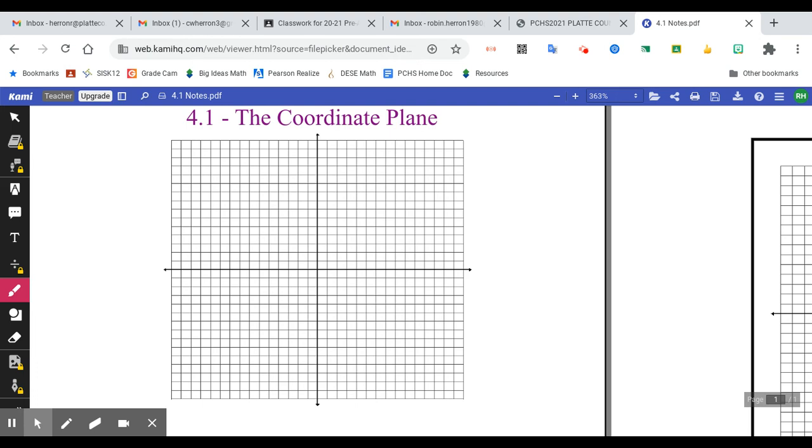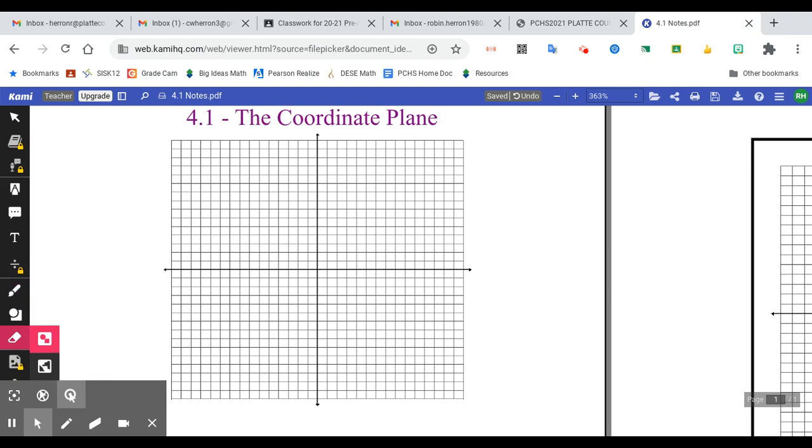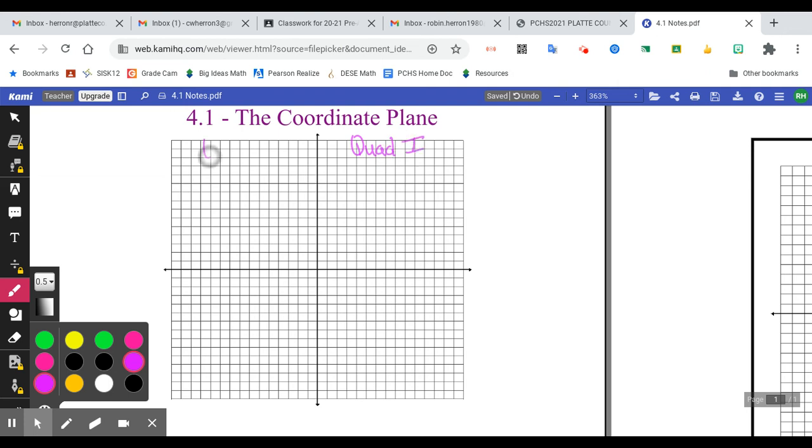So when we're talking about the coordinate plane, it has 4 different sections, which we call quadrants. So this one up here in the corner would be quadrant number 1. On the left side, we would say this is quadrant number 2. Down here would be quadrant number 3. And over here, it would be quadrant number 4.